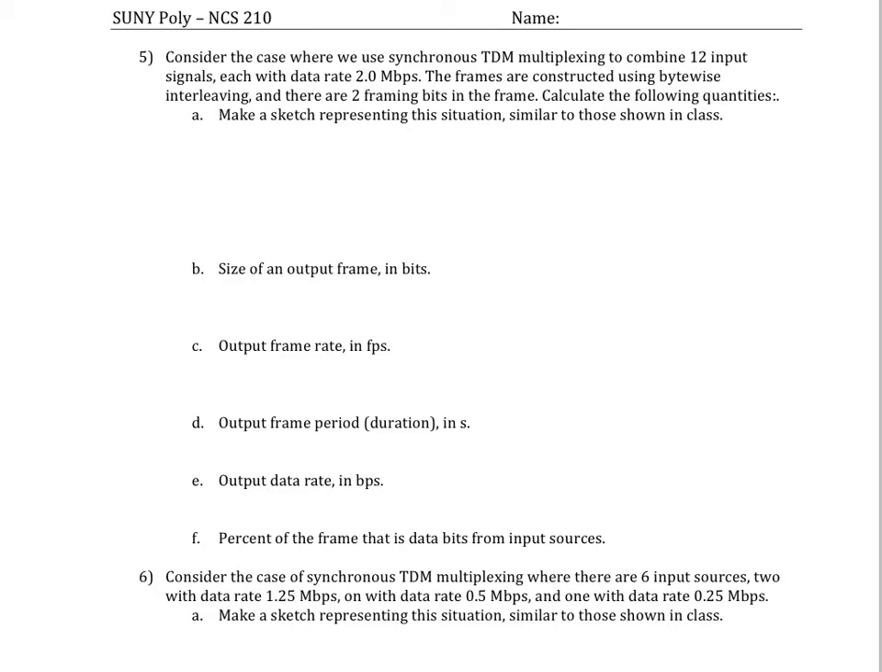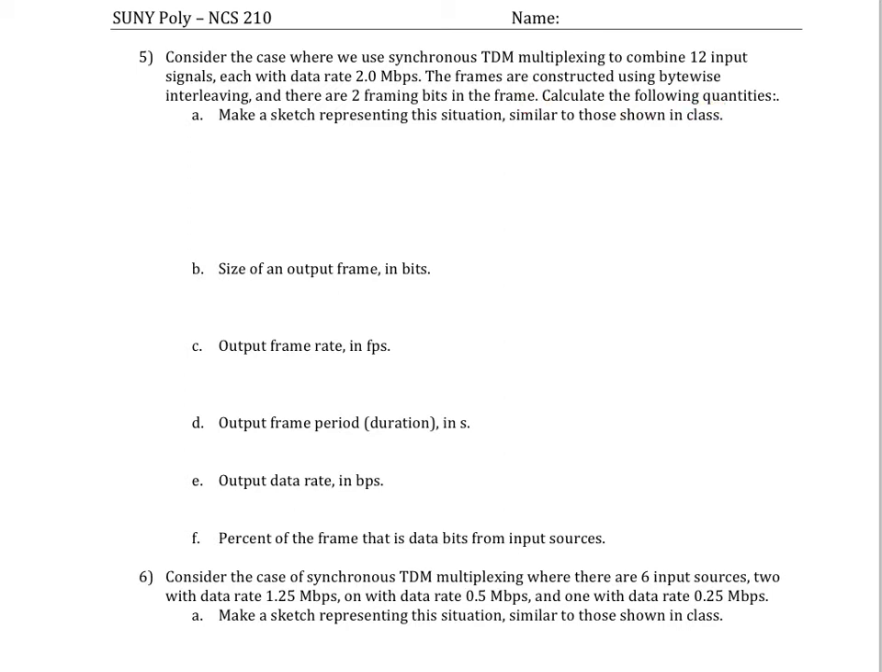Okay, in this video I'm going to show an example of some time division multiplexing. In this example we've got 12 input signals, each with a data rate of 2 megabits per second. Frames are constructed using byte-wise interleaving, and there are 2 framing bits per frame.